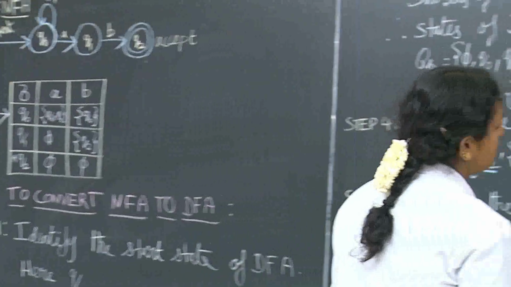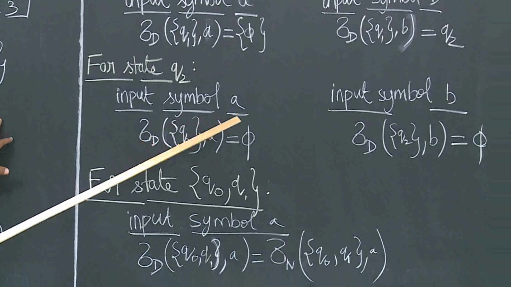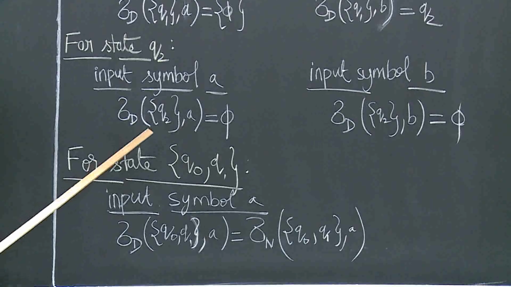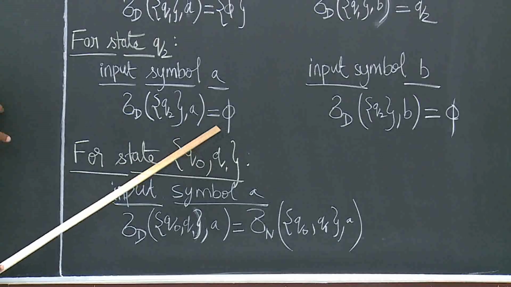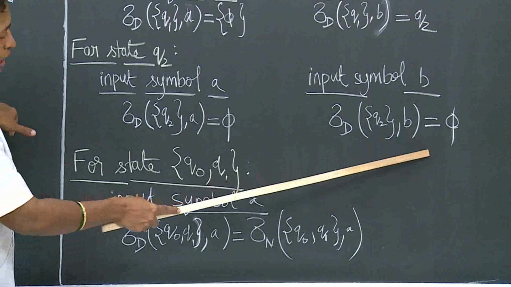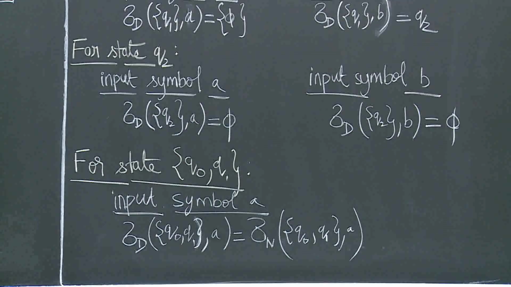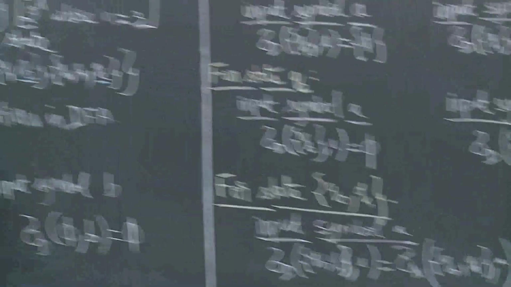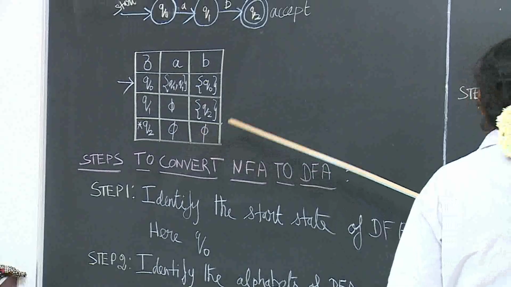So next, for the state Q2, by accepting the input symbol A, there is no transition, so it is phi. Next, by accepting the input symbol B, here also there is no transition. We have already seen this in the transition table: for Q2, A and B, it is phi only.